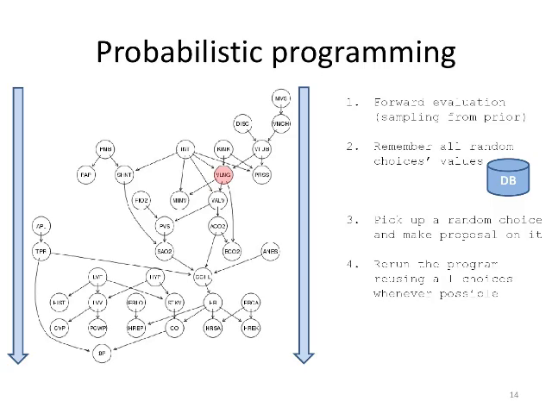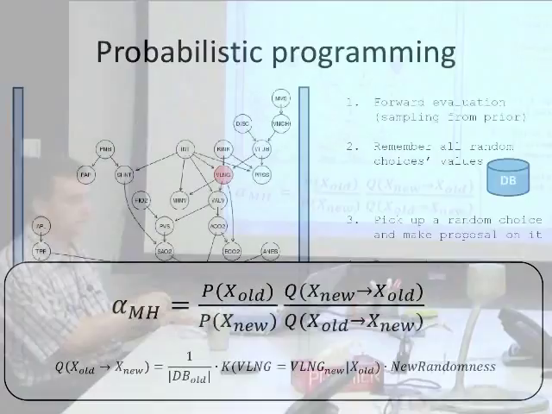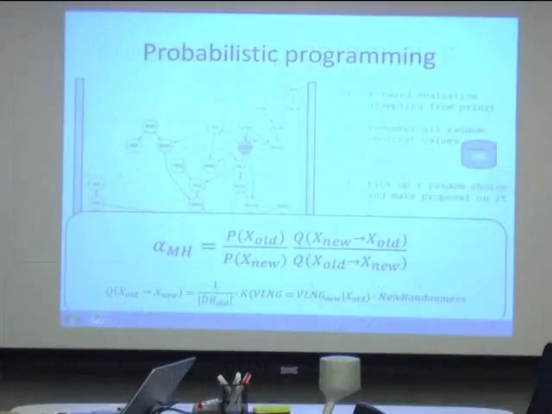For example, you pick this one. And then you run the whole program reusing all random choices whenever possible. So you can reuse this one, you can reuse this one, but you cannot reuse this one because it has changed. You can reuse this one and just the probability will change because the node which it directly depends on has been changed. Does it make sense? So you can reuse all things excluding this one, and then you calculate the acceptance ratio, Metropolis-Hastings algorithm. So you calculate the probability of the old execution and the probability of the new execution. And you also should consider the transition kernels. The transition kernel is 1 divided by the number of random choices, if you select the random choice uniformly at random.